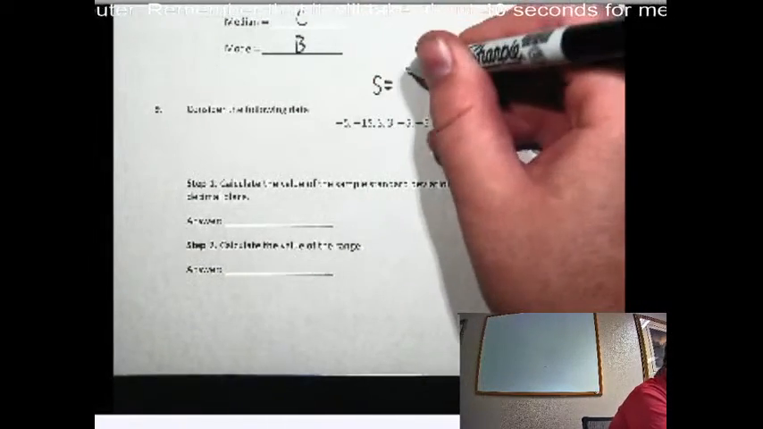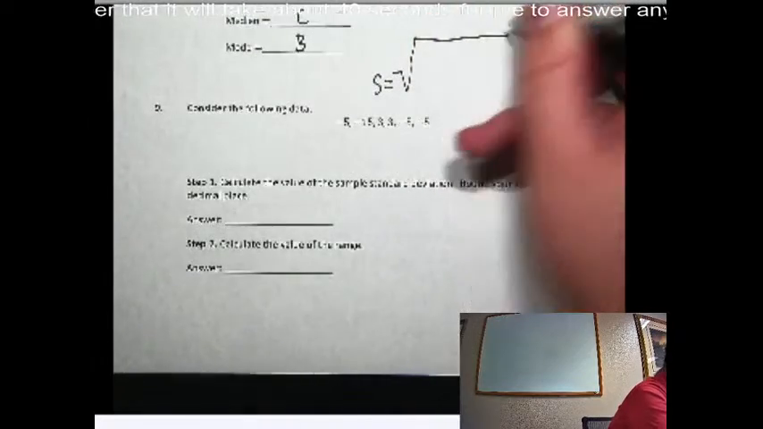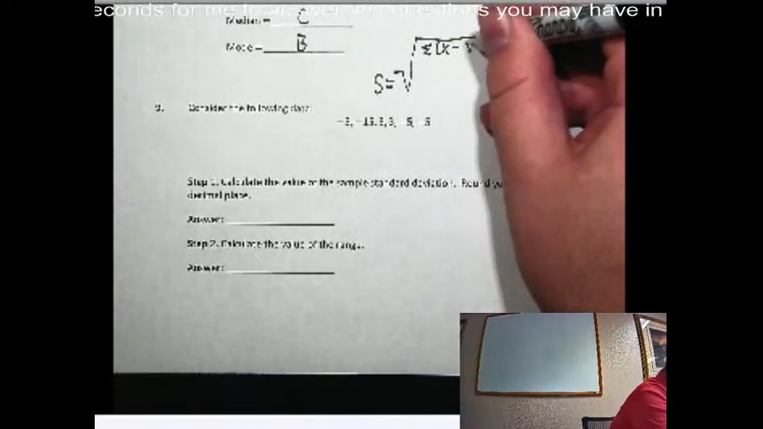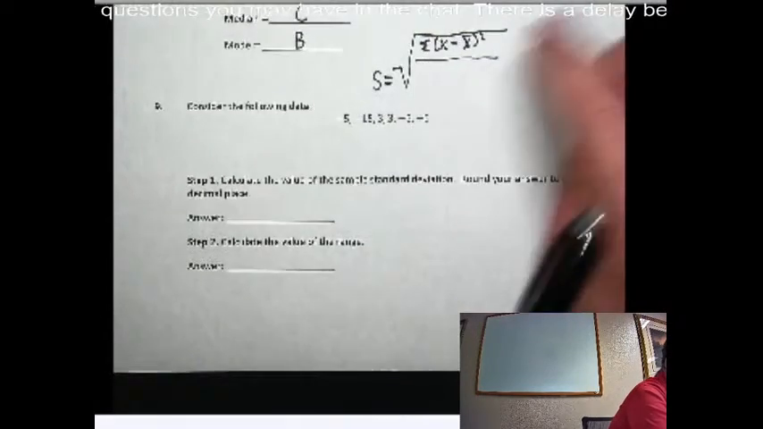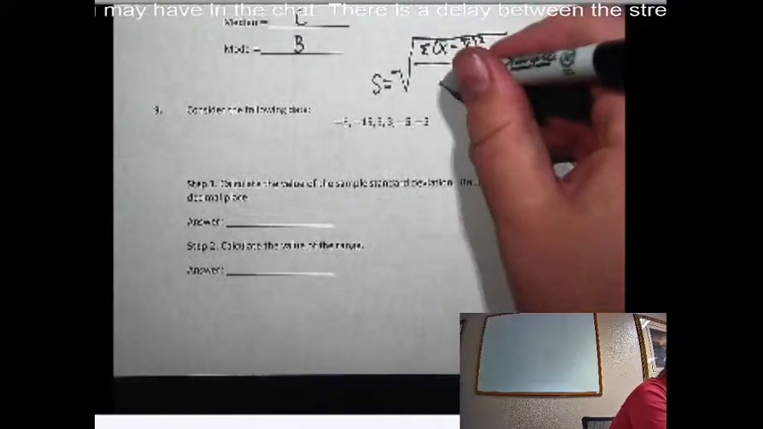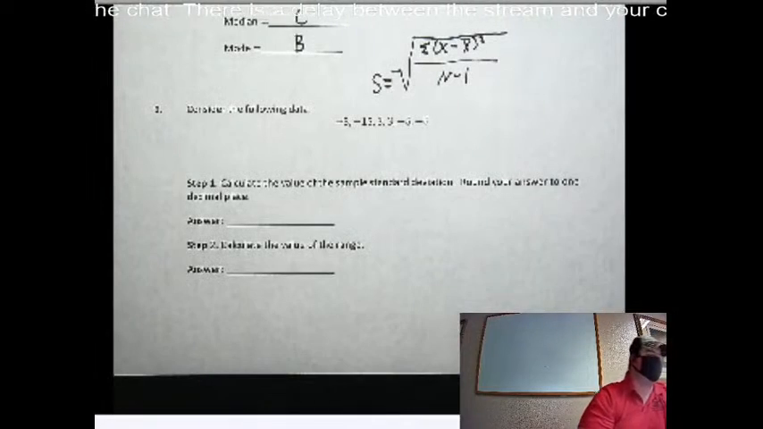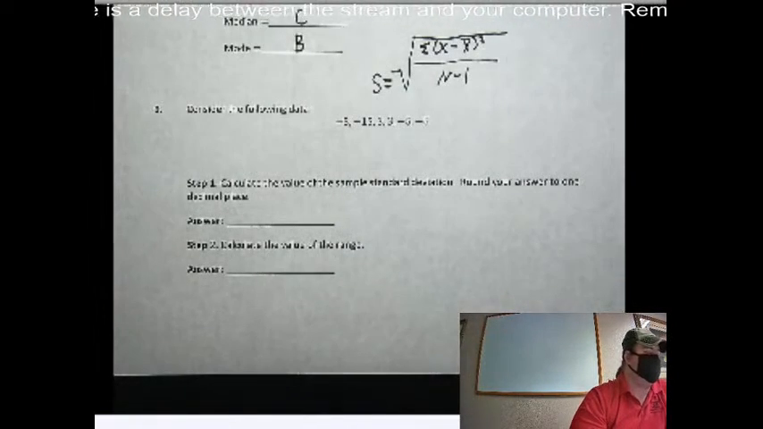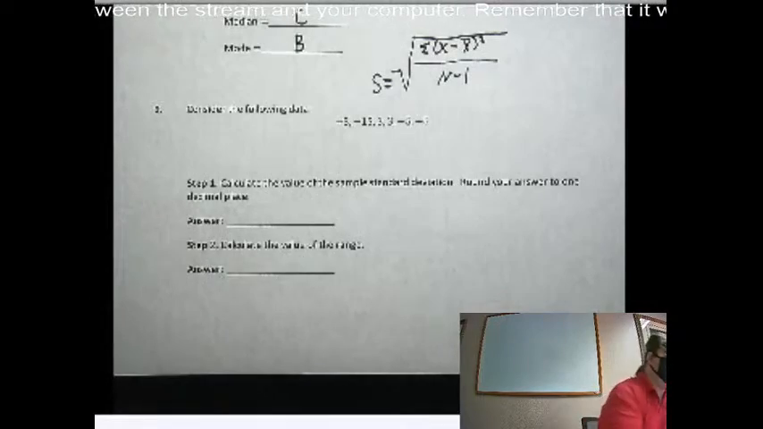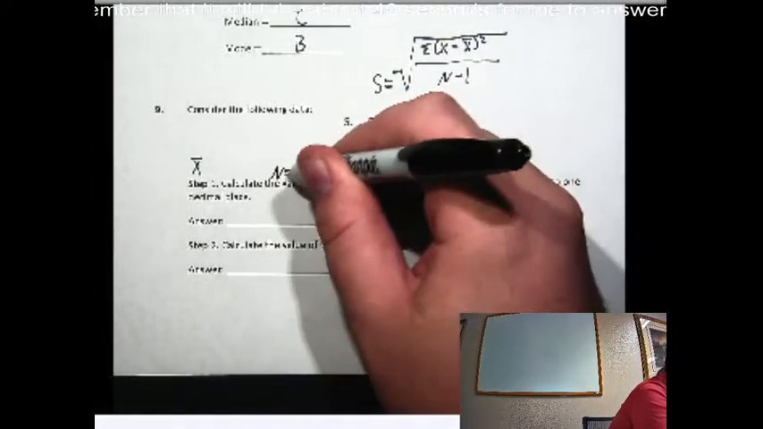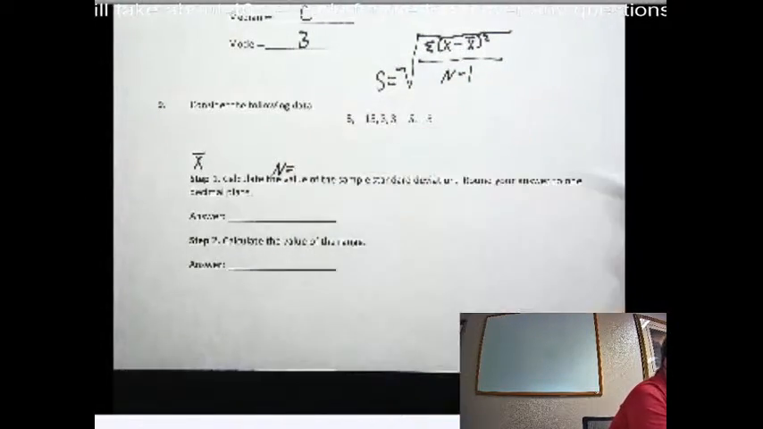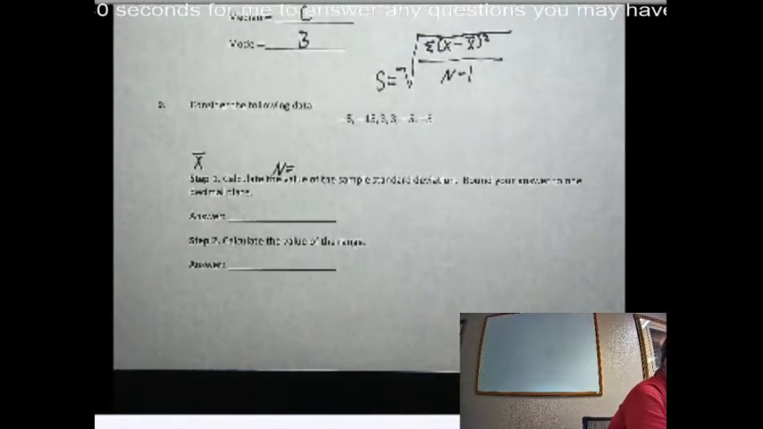Sample standard deviation is s equals the square root of the sum of (x minus x bar) squared over, and this one's sample, so what's it going to be over? N minus 1, yeah. Okay. So we need to know our x bar and our n. x bar is the sample mean, and n is, of course, just the number of data points we have. So what is our n? Yeah, 6.